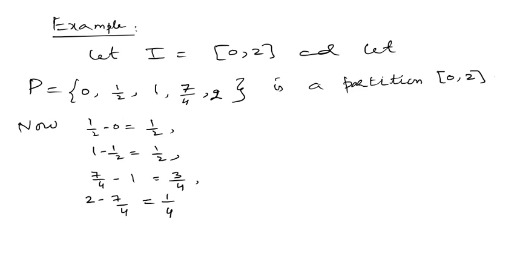I think 1/2 is the largest. Not 1/2, it's 3/4. 1/2 is less than 3/4. Okay. So clearly the mesh of P is equal to 3/4. So given a partition, you can always find its mesh, the largest length of the subintervals.